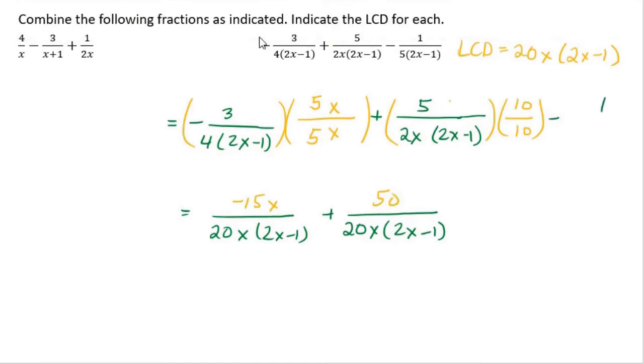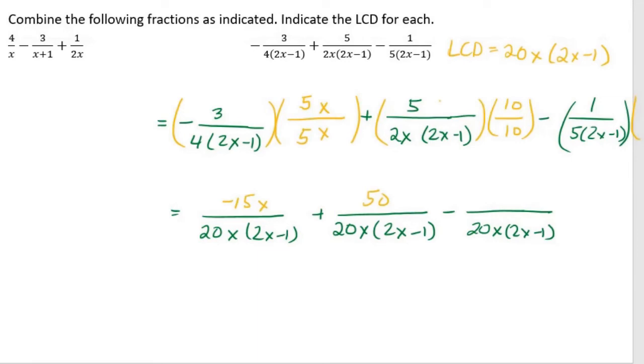Last one, 1 over 5 times 2x minus 1, and we'll multiply that. Well, what's missing? We have to turn that 5 into a 20. We need to add an x, but we already have the 2x minus 1 that's called for in the LCD. So what are we multiplying by here? Well, all we need is a 4 and an x. Negative 1 times 4x is negative 4x.